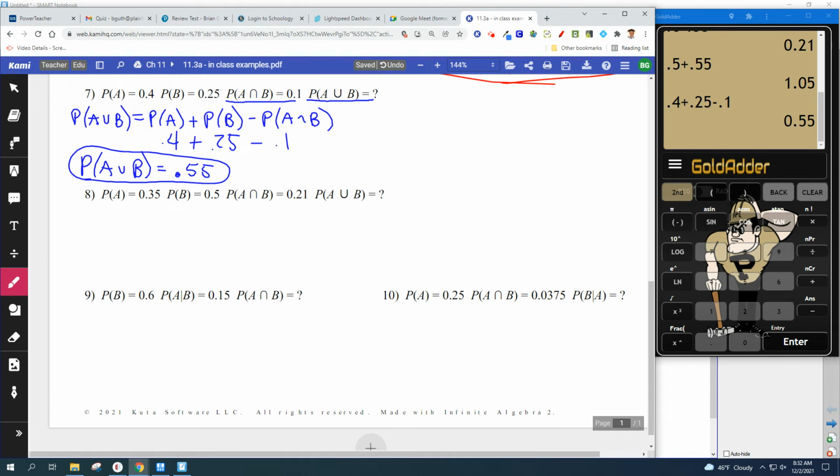Number 8 is the same thing, right? They want the double. They give me the other double. We've got these singles. It's the same thing. Let's skip that one.